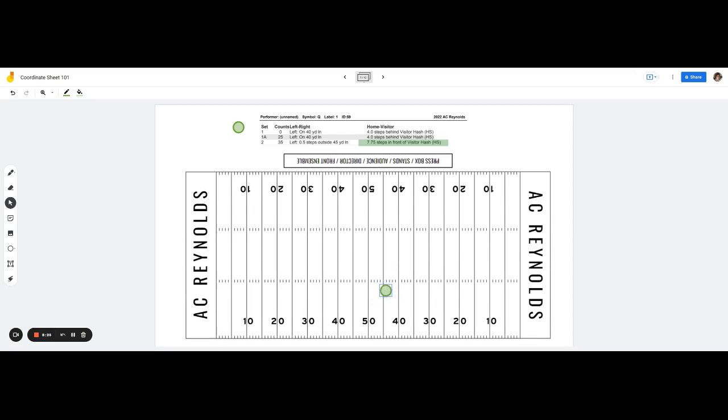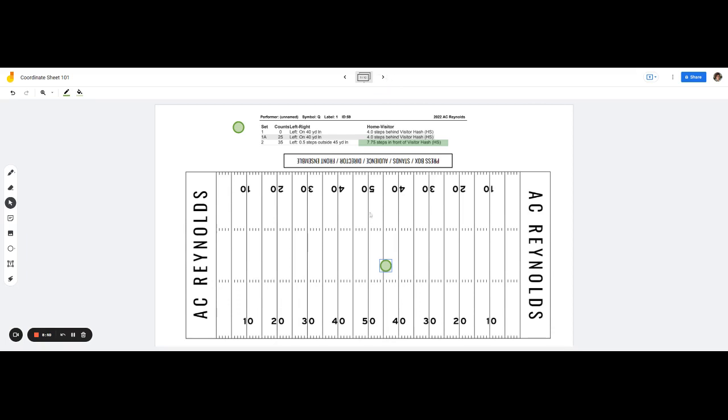So I'm going to move myself up to our visitor hash. All right, I got to take 7 steps. 1, 2, 3, 4, 5, 6, 7, and then I need to take 3/4 of a step. Boom, and I am there. So that's all there is to it. That's all you have to do to actually set your coordinate.